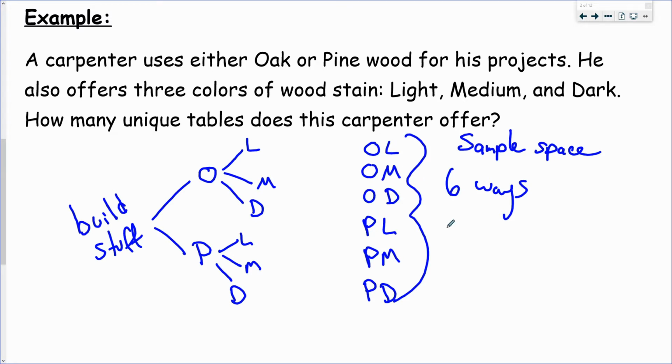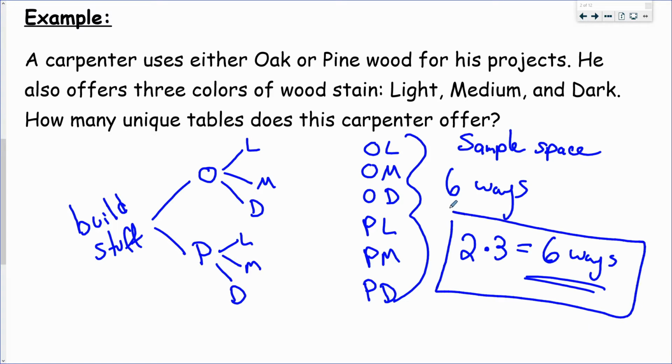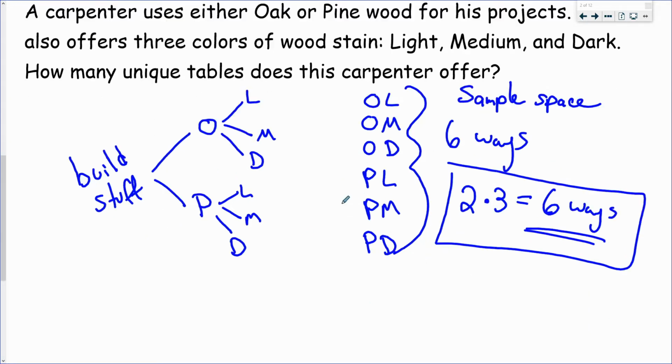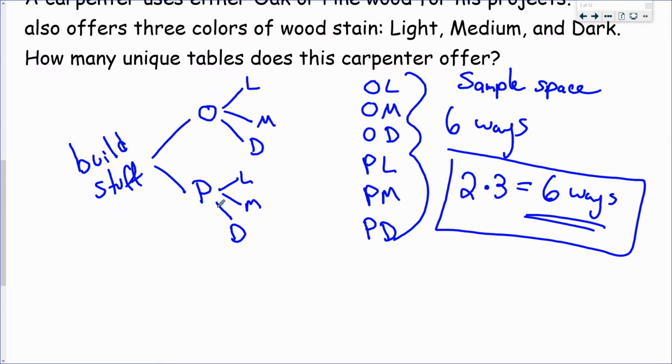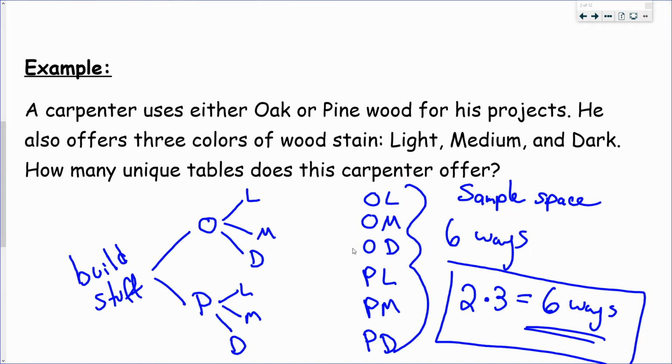Well, if you're really clever, you would just use the fundamental counting principle, which says there are 2 different kinds of wood, and there are 3 different options that I can color them with. 2 times 3 is 6, so there are 6 unique things I can do. That's how you would use the fundamental counting principle to do this problem. It's obviously easier this way once you get it, instead of doing it by brute force. I have a little note down here about the sample space. Sometimes on the exam, they might actually ask you to draw out the sample space. So obviously they stick to problems that aren't ginormous.